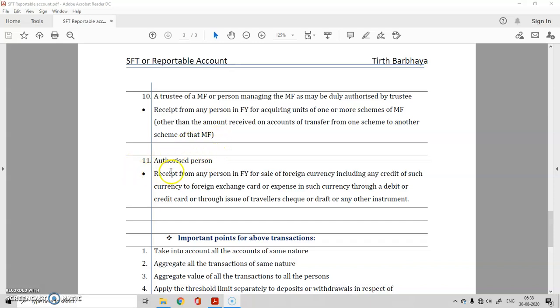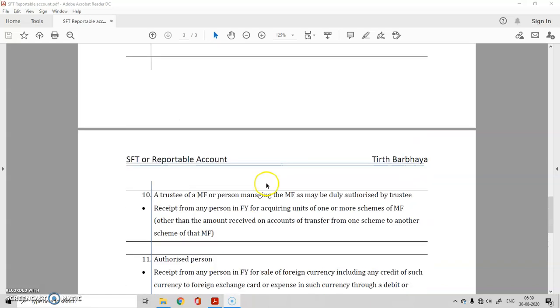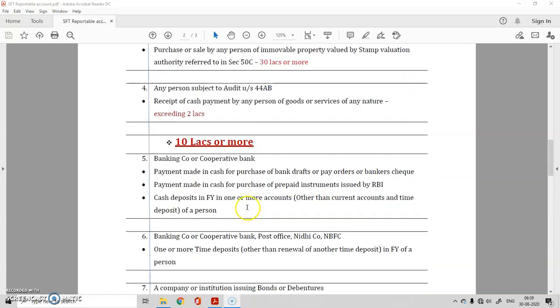Next, authorized person: receipt from any person in a financial year for sale of a foreign currency, including any credit of such currency to a foreign exchange card or expense in such currency through a debit or credit card or through issue of traveler's cheque or draft or any other instrument. Now in all such cases, if the value of the transaction is 10 lakhs or more, then all such specified persons are required to file SFT or a reportable transaction.